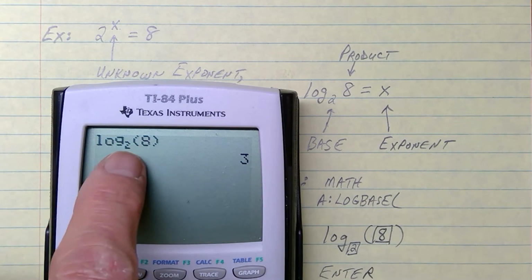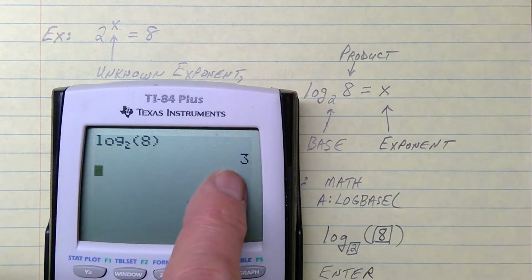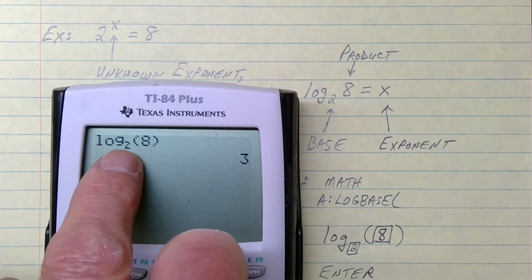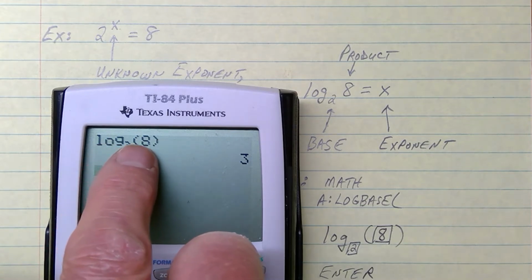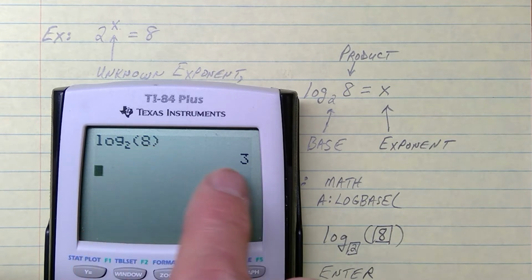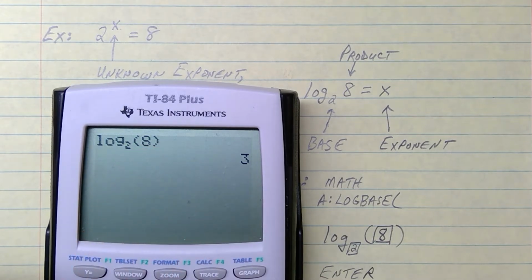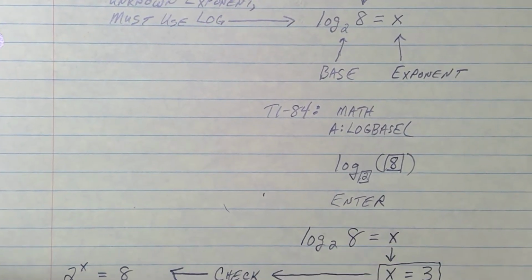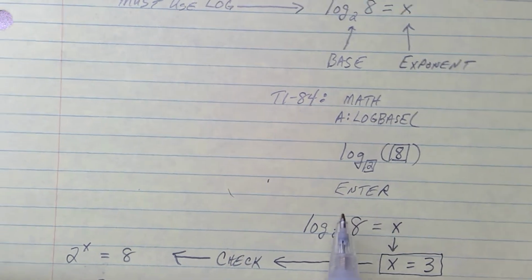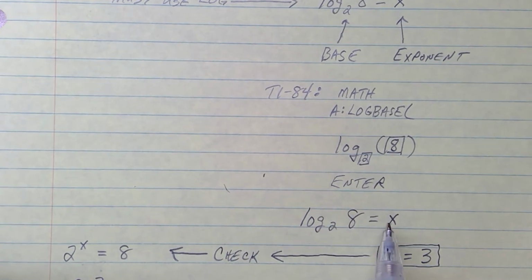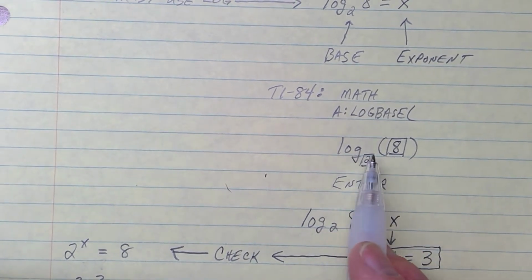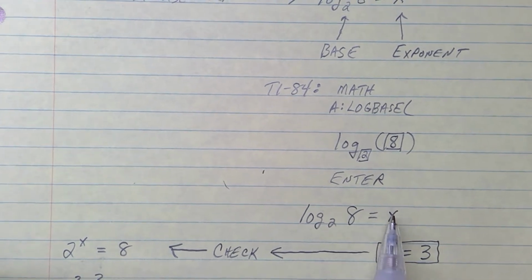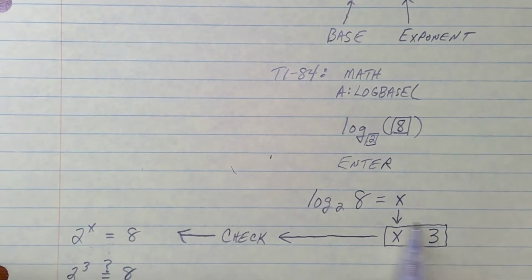So you're basically saying, hey, here's the base. 2 to what power gives me this answer 8? So you're telling it what language you want to speak, what base you want, and you're telling it what you want the answer to be, and it'll figure out what the exponent is. All right, let me show you how to check that, and then I'll show you how to do it on the 83. So what we came up with is log base 2 of 8 is x, and then we put in the calculator, and the calculator told us that that x needs to be 3. All right, so there's our answer.